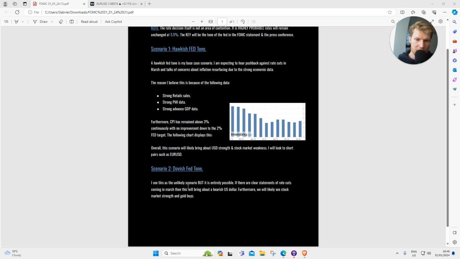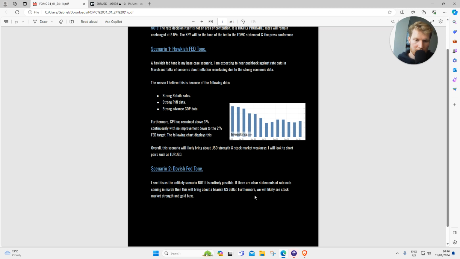If we get a dovish tone, which I see as unlikely but entirely possible, then we're going to see the complete opposite. We're going to see a bearish US dollar, stock market strength, gold buys, etc. And what we would look for here is some clear statements from the Fed that rate cuts are coming soon.